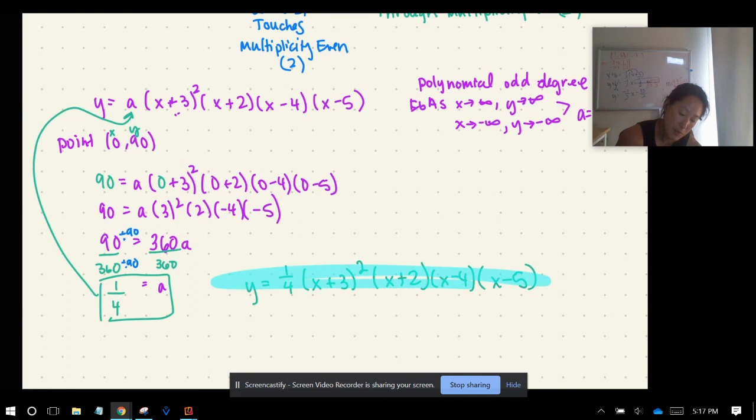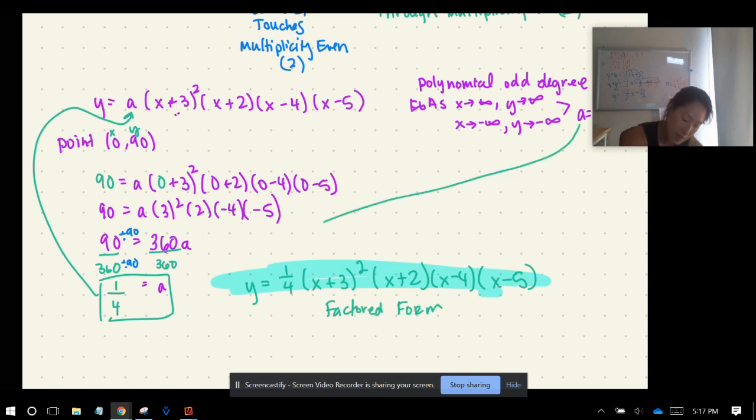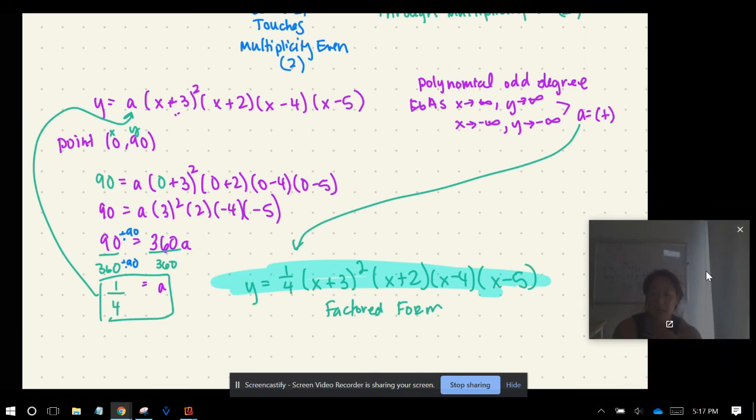All right, so we're not going to multiply this one out like you're going to have to do in the book, but this is the factored form solution. And I can see that my a value is a positive value, just like we predicted it was going to be. Okay, hope that helps. There's a few more.